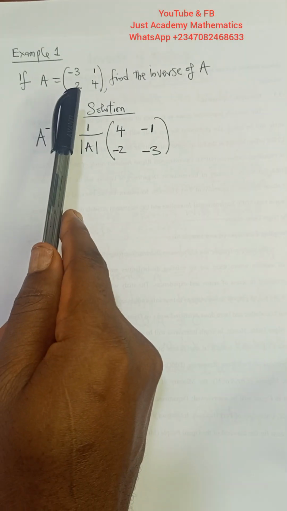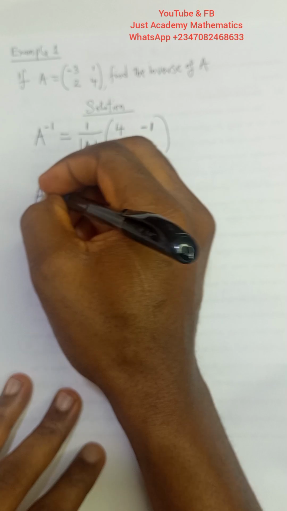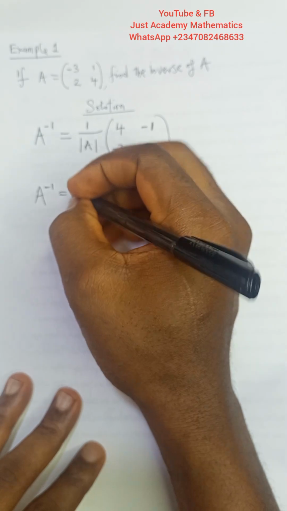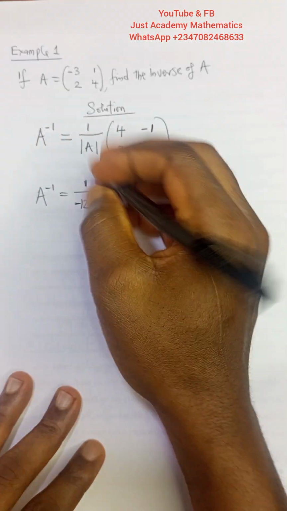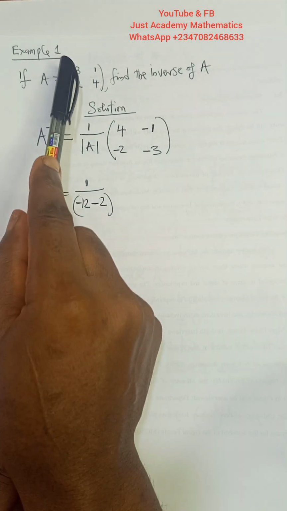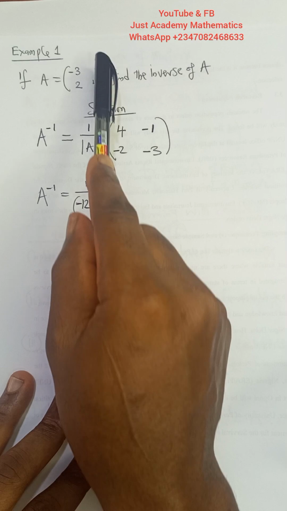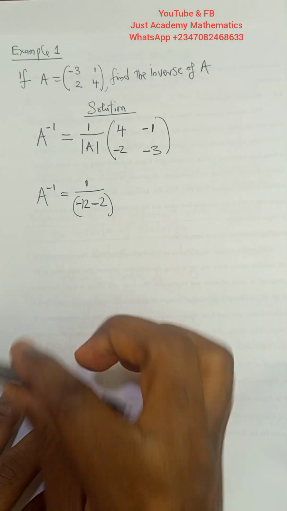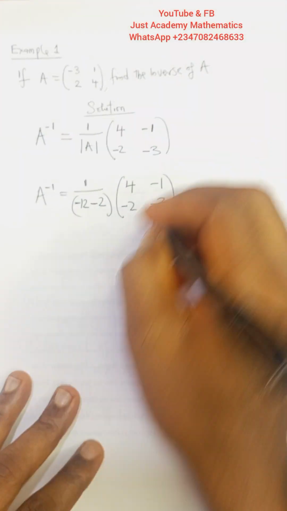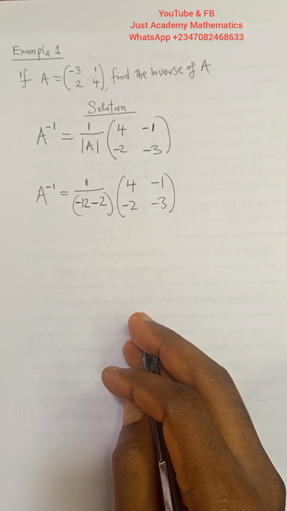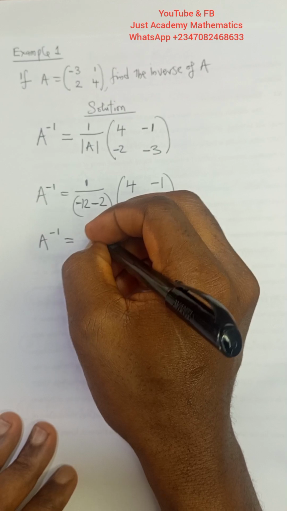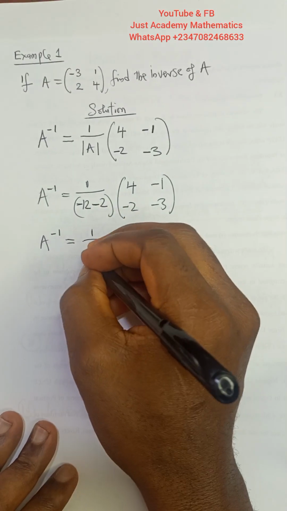Now remember that the determinant of A is minus 3 times 4, which is minus 12, minus 1 times 2, which is 2. Of course, we have done determinant before, so you should not be surprised. Minus 3 times 4 is minus 12. Minus 1 times 2 is 2. Times 4, minus 1, minus 2, minus 3. Are you with me now? So for us to find the inverse of A now, A inverse is equals to 1 over minus 12 minus 2, which is minus 14.